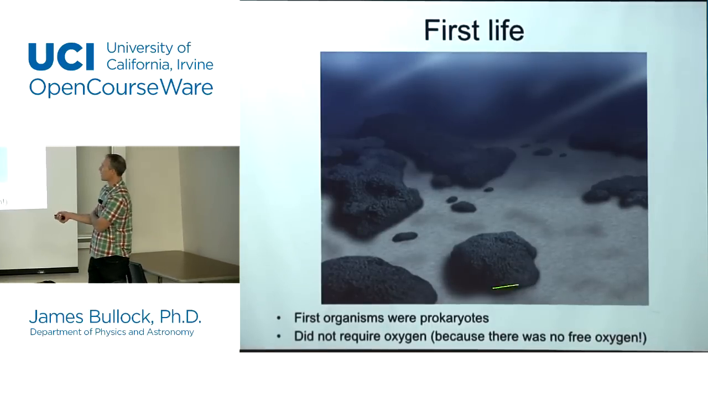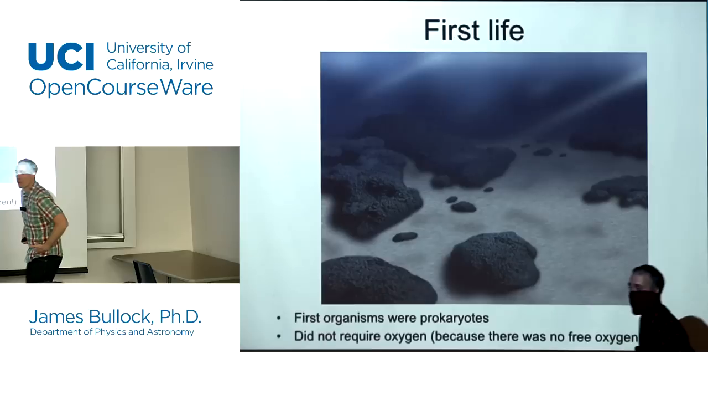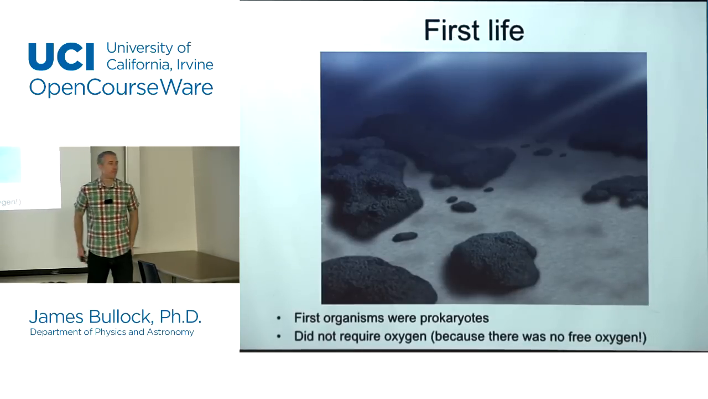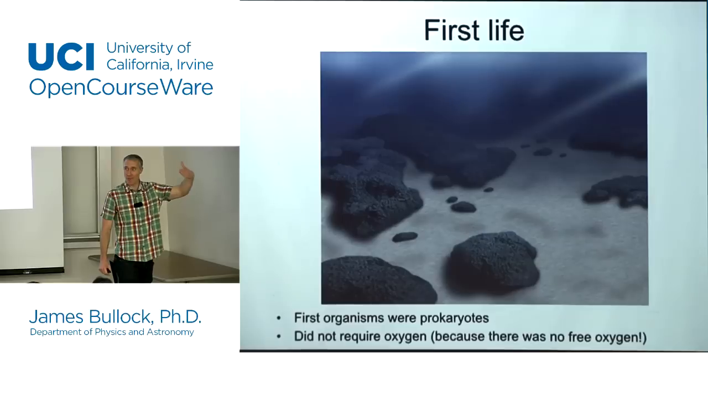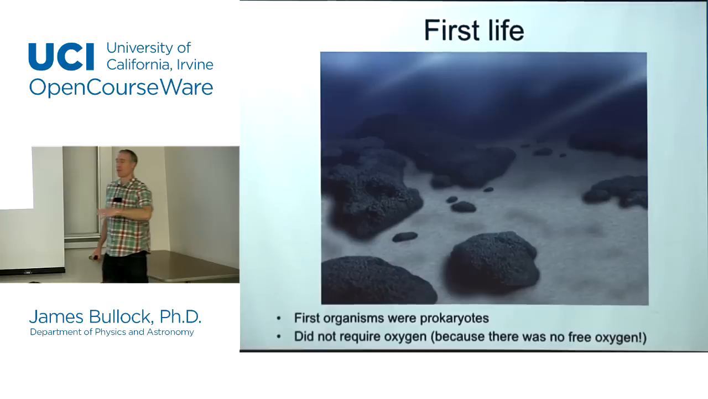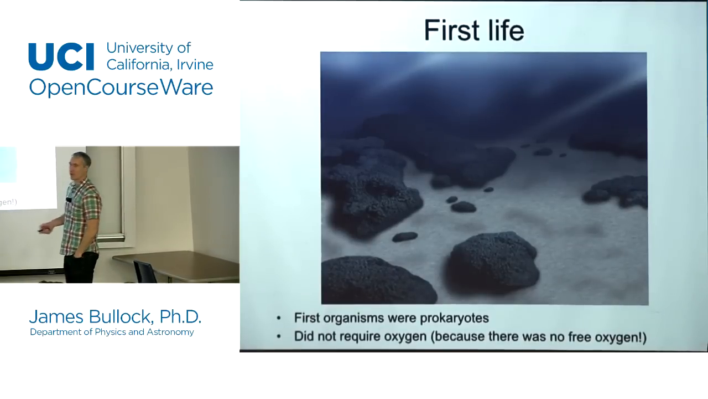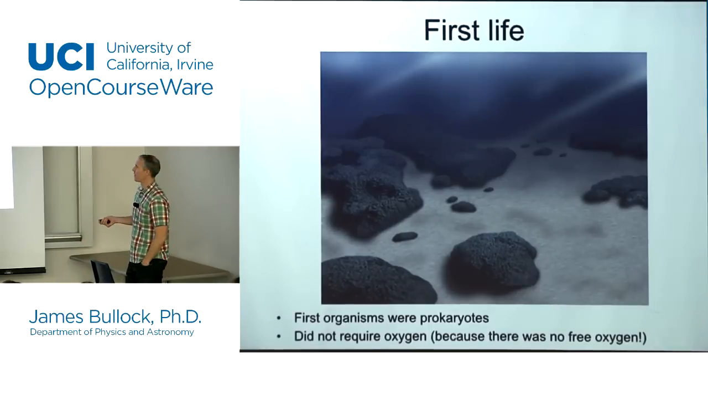So they were living in an environment that was oxygen poor, and eventually, the descendants of first life would be these cyanobacteria that eventually started producing oxygen. But the very first things that arose were not requiring oxygen for life. So they were very different than the oxygen requiring life that we're familiar with.